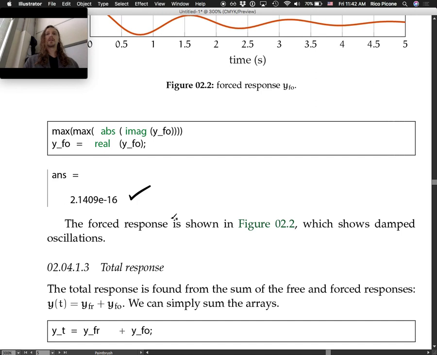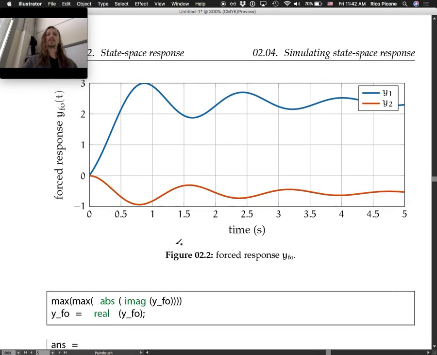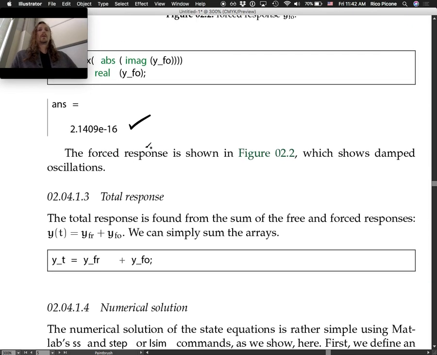The force response is shown in figure 2.2, which once again shows damped oscillations, but for the step input of 3 times the unit step. So instead of starting off with some initial conditions going to 0 via damped oscillations, they start off at 0 and go to some non-zero final values through a damped oscillation response. Okay. I think this is all making sense so far. That's what we want to do.